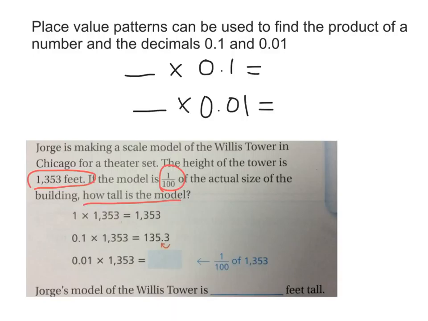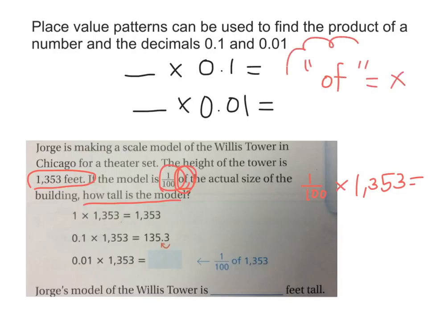So we would solve this problem by doing 1/100th times 1,353, right? Okay. When it's 1/100th of, this word of, anytime you see the word of in a multiplication problem or in a word problem, that means you need to do multiplication. I want you to write this down right now. Anytime you see the word of, like 1/10 of some number or 1/100th of something, that means you need to do what mathematical operation? Multiplication.